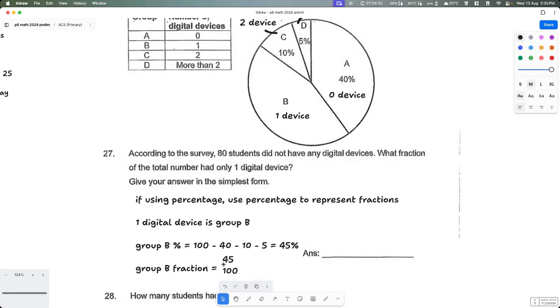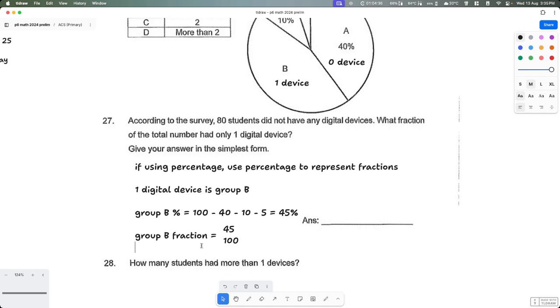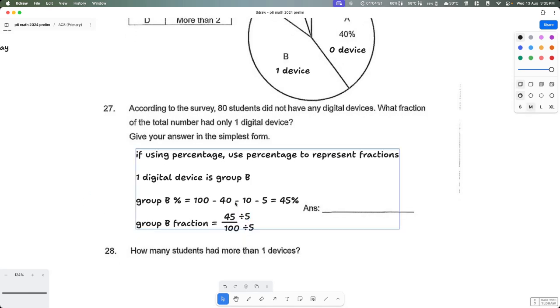45 out of 100, what can we simplify it into? If we divide by 5, I think it's the most straightforward. So divide both the numerator and denominator by 5. 45 divided by 5 gives us 9, and 100 divided by 5 gives us 20. So the answer to this question is 9 out of 20. That's it.